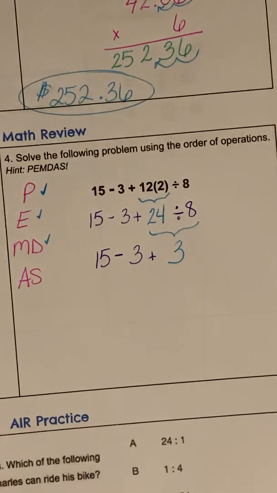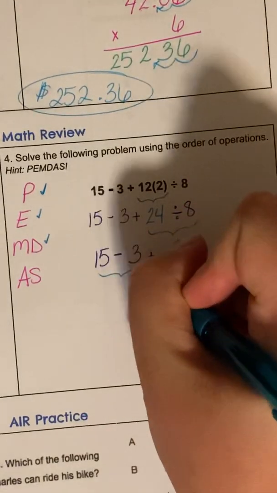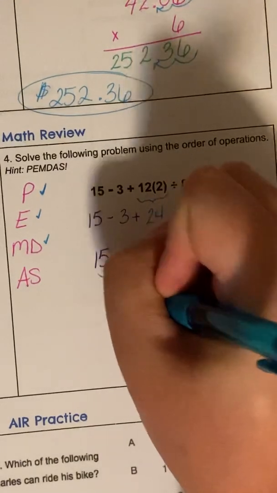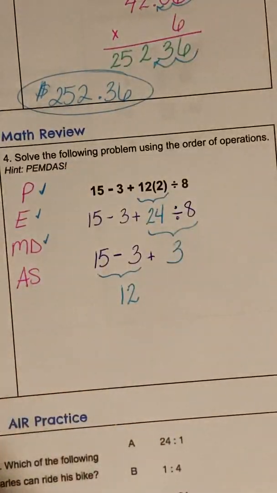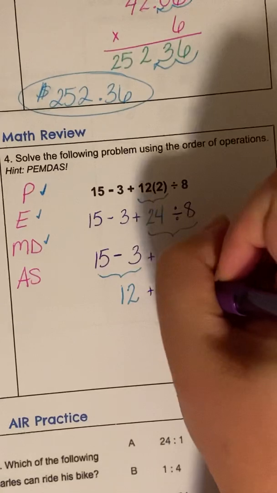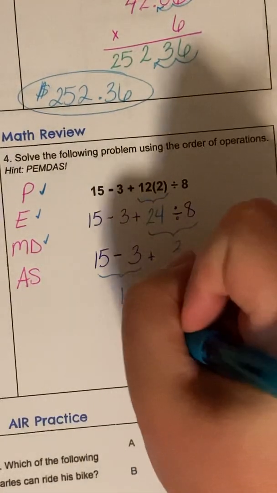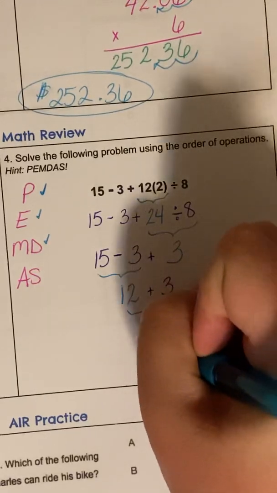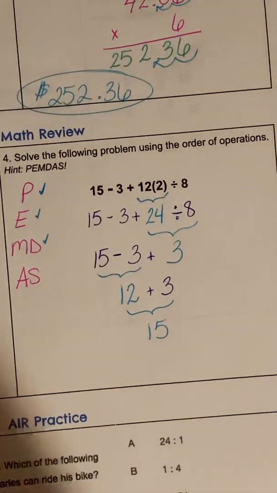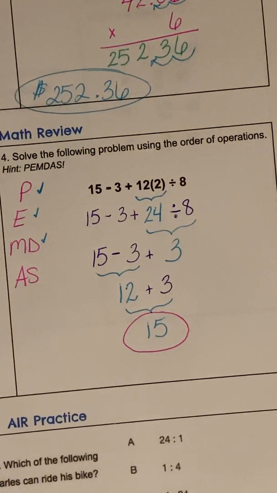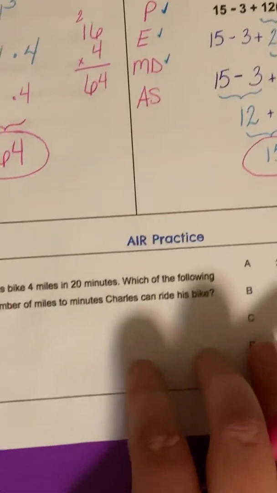Addition and subtraction. Yes, I see both. How are we going to go about it? Left to right. Left to right. So 15 minus 3. 15 minus 3 is going to be 12. All right, bring everything else down. The plus 3. Left to right. Our last operation. 12 plus 3 is going to give us 15. So our answer here is 15. Woohoo! Bada bing, bada boom. You did it. All right, let's move on to our practice.